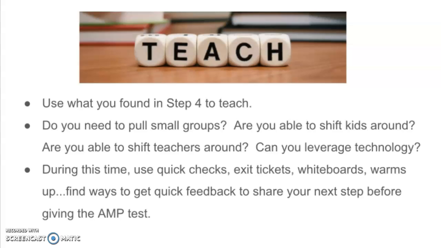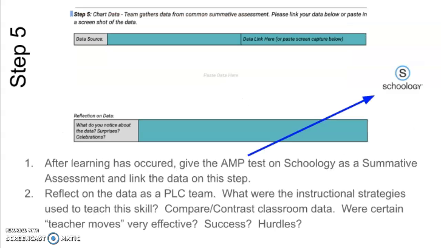After you have completed the teaching process and you're feeling like it's time to go to that 5th step, you are going to be giving the AMP Schoology test. You're going to be giving this assessment as a summative assessment. This is again taken through Schoology on your math course. You're going to take the data that comes from that and you're really going to reflect on that data once again. Think about the instructional strategies that you have used to teach the skill.